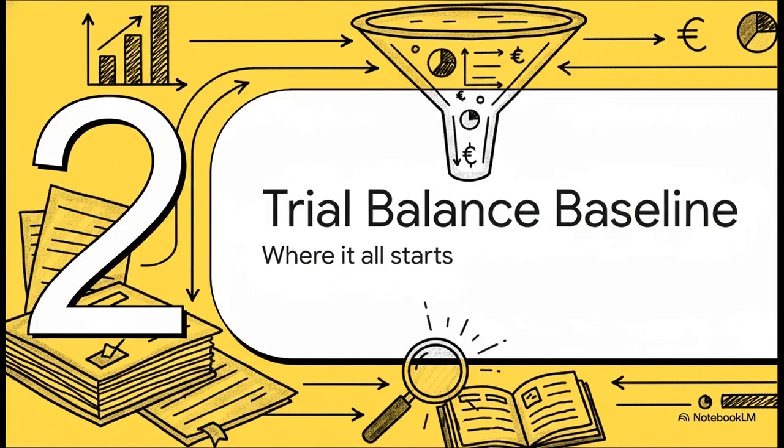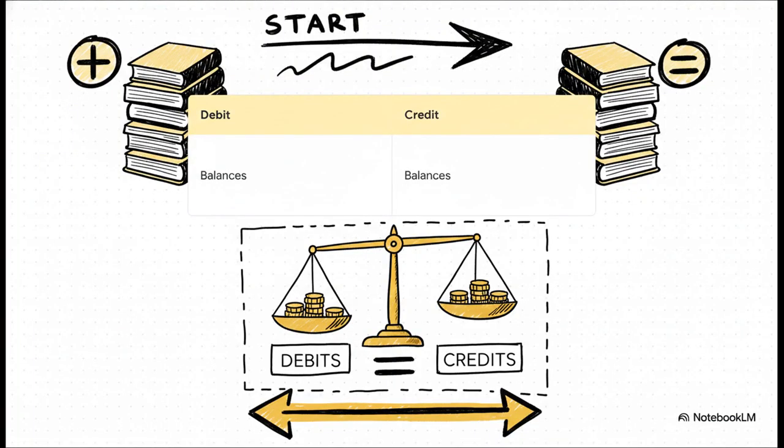Moving right along to our second module, the trial balance baseline. Look, everything has to start somewhere, right? And for us, that starting line is the trial balance. A trial balance simply lists all the ledger account balances for the business before we even touch the final accounts. It's organized neatly into two columns, debit and credit. But the absolutely crucial point here is our golden rule. Total debits must perfectly match total credits. If they don't, you're stuck. You cannot proceed. You always have to check that baseline balance before taking another step.